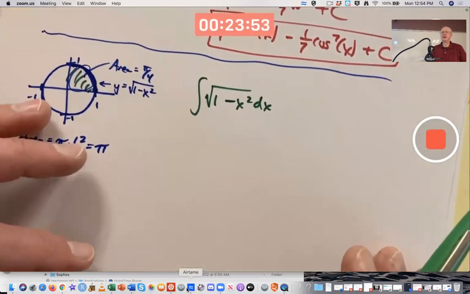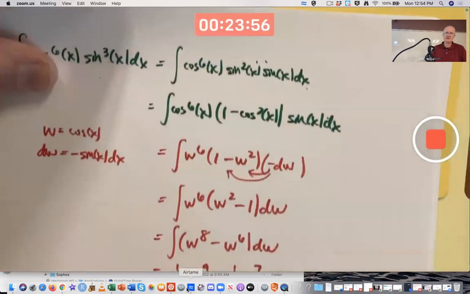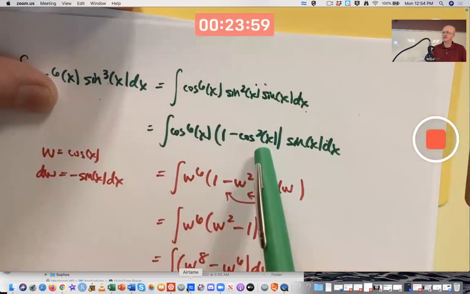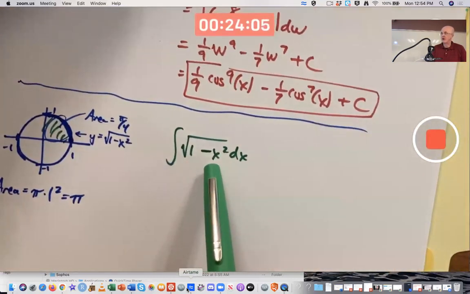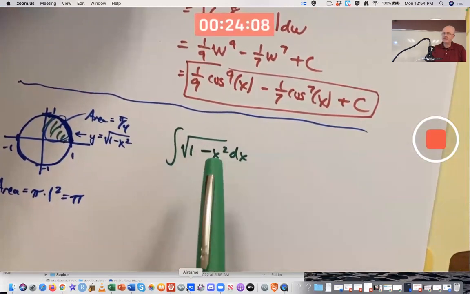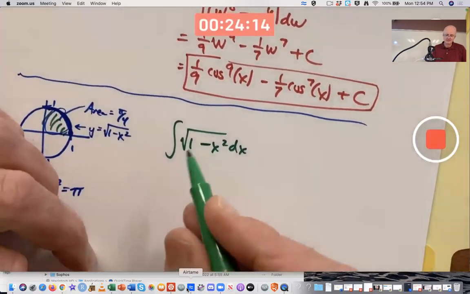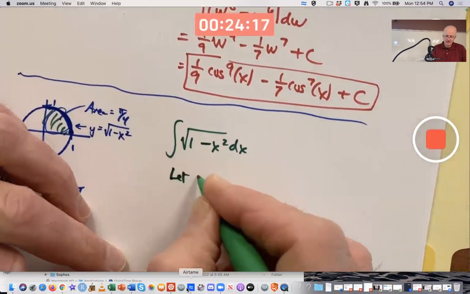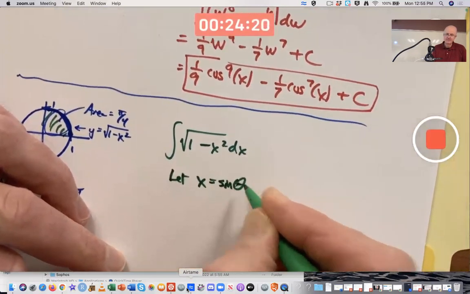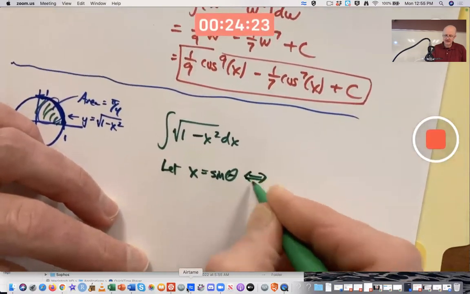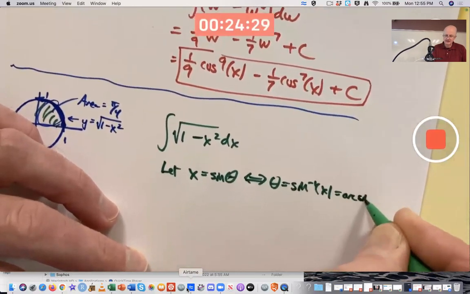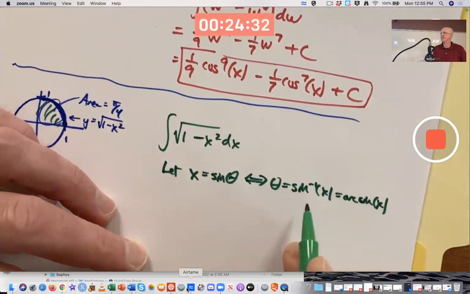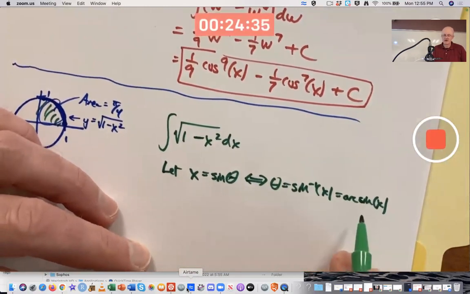We're motivated by trigonometric identities, like the fact that sine squared x equals 1 minus cos squared x, and the fact that we have a 1 minus something squared there, to maybe replace that x with a sine function. It's traditional to call the variable theta. Let x equals sine theta, which is equivalent to theta being inverse sine x, or if you prefer, arc sine x. Calculators use the inverse sine. Mathematica actually uses arc sine.